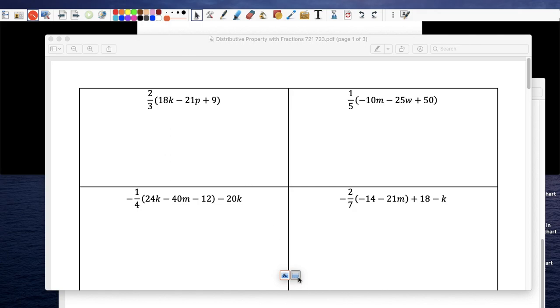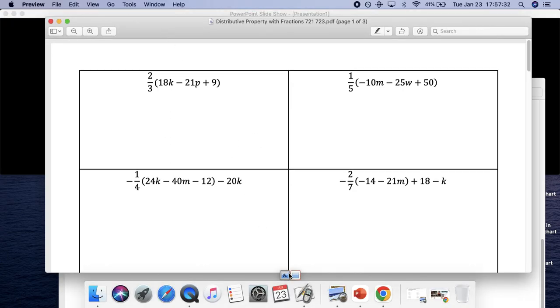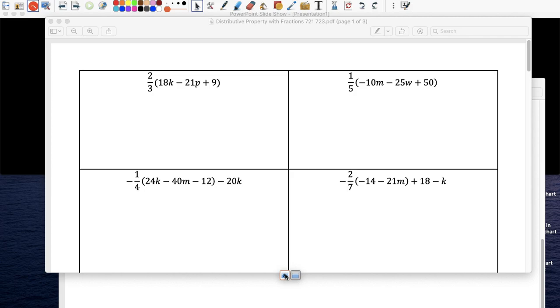Finished a lot of this. So, the two viewers, here we go. Now, remember, we're multiplying these, right? And then we're going to see if we can combine like terms.